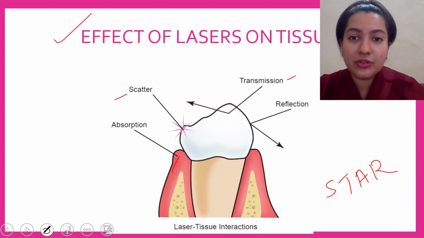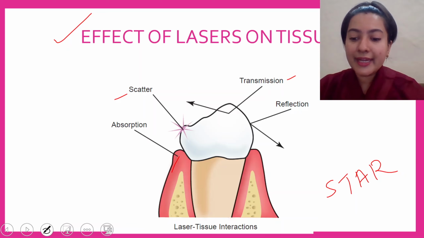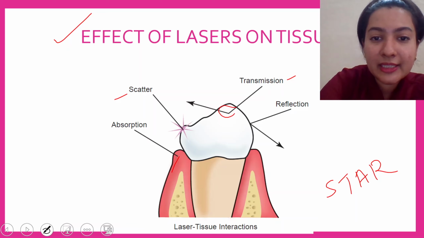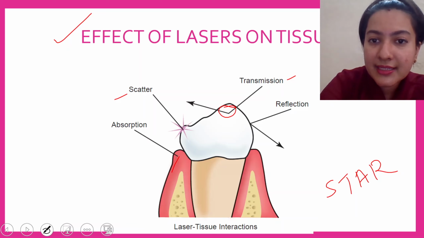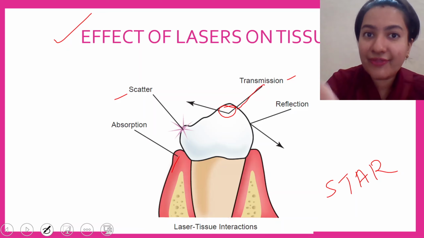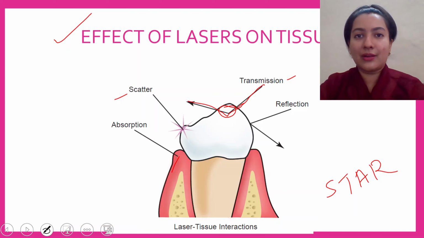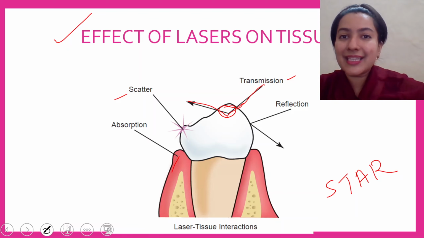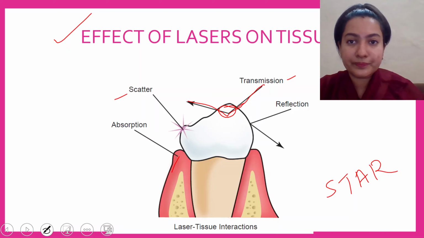What is transmission? In transmission, when I am pointing my laser light onto the tooth surface, it affects the surface as well as penetrates a little deeper inside. Therefore, it comes onto the tooth surface, affects the surface, goes deeper into the tissues and then moves out. So transmission involves the surface plus the deeper tissues also.